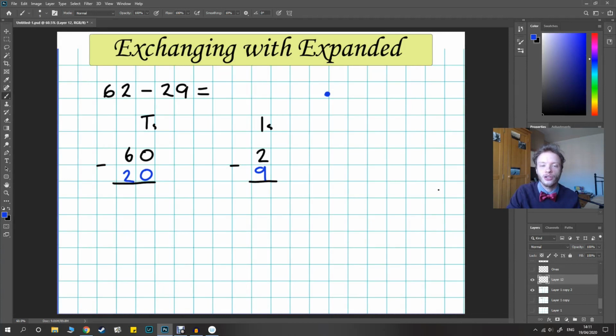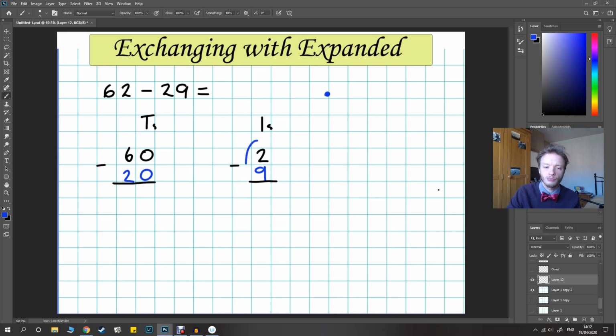Okay, this is exchanging with the expanded subtraction method for Year 3s. As you can see, I've already set up my page. I've got my number sentence, 62 take away 29, when I'm trying to find the answer. I've partitioned it out into tens and ones, so I've got 60 and 20 on the tens side, 2 and 9 on the ones. As you've probably already spotted, there's a bit of a problem.